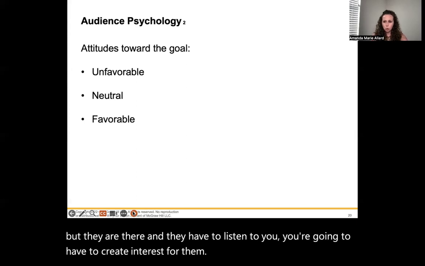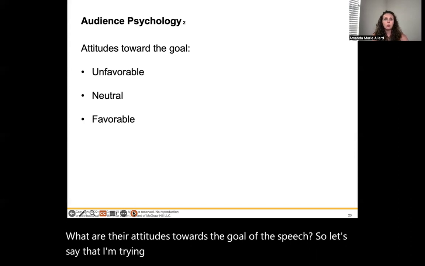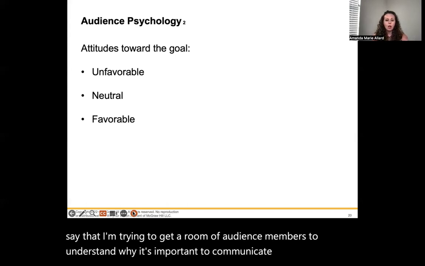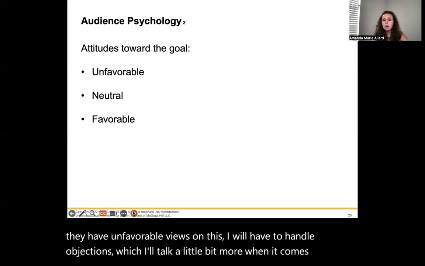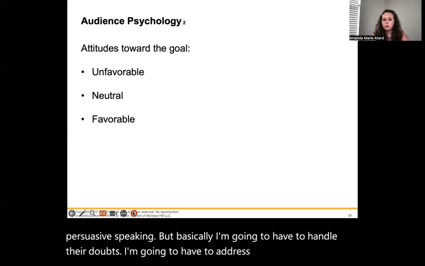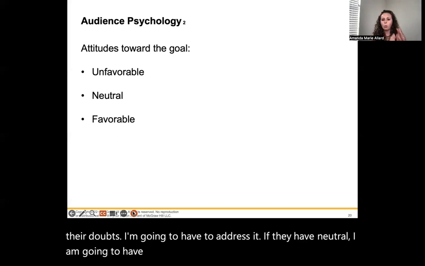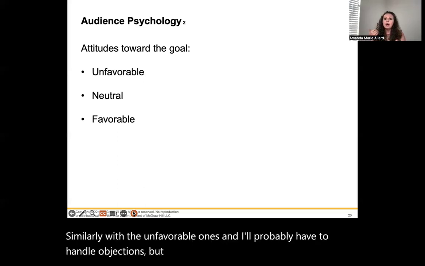What are their attitudes towards the goal of the speech? Let's say that I'm trying to get a room of audience members to understand why it's important to communicate more effectively. If they have unfavorable views on this, I will have to handle objections, which I'll talk a little bit more about when it comes to persuasive speaking. But basically, I'm going to have to handle their doubts. I'm going to have to address them. If they are neutral, I'm going to have to win them over. And similarly with the unfavorable ones, I'll probably have to handle objections, but not as extensively as I have to with the unfavorable.